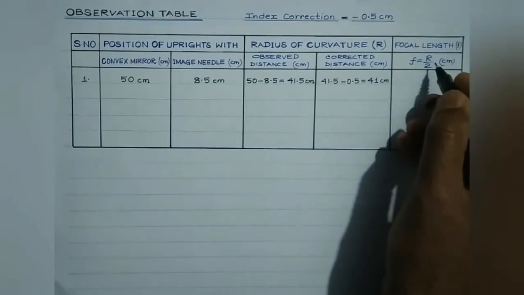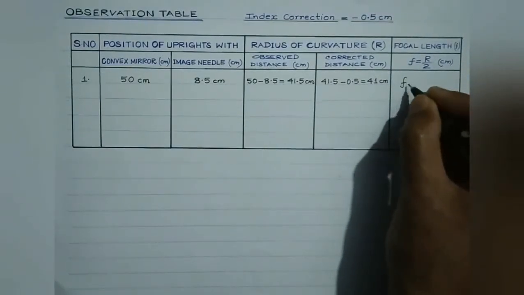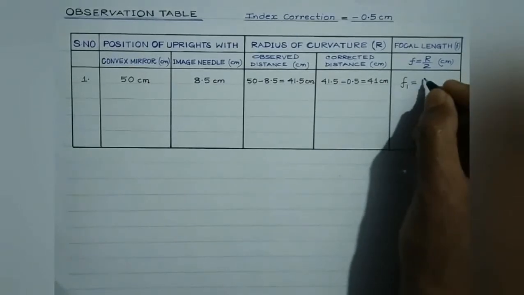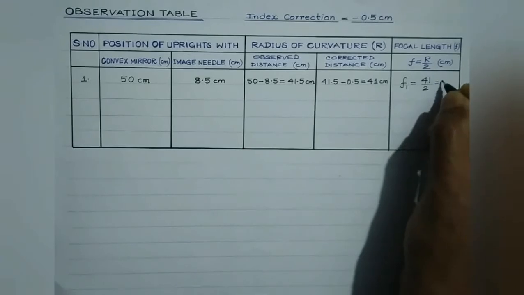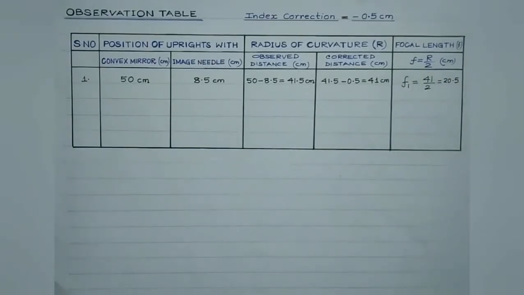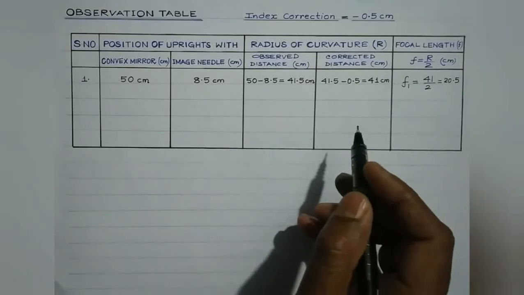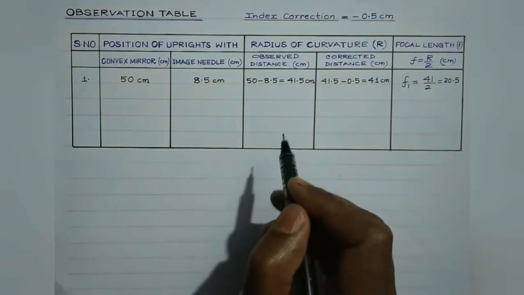And focal length, students, this we are aware, is half of the radius of curvature. So in this case, it will be 41 by 2. So that will give us 20.5 in centimeters.